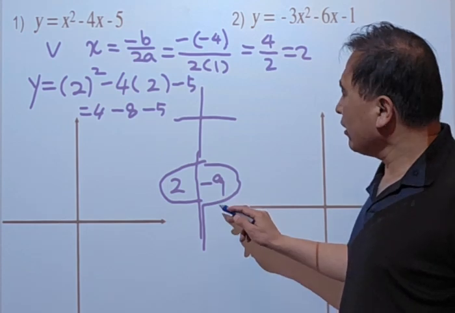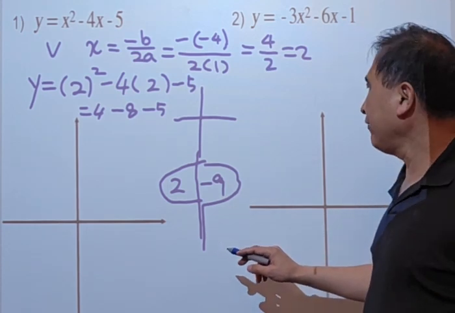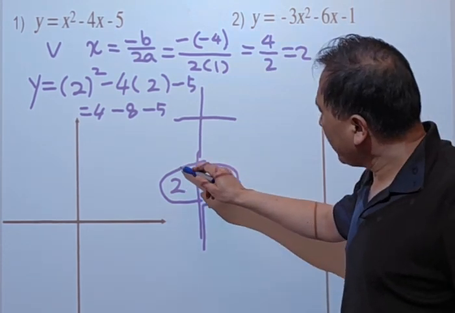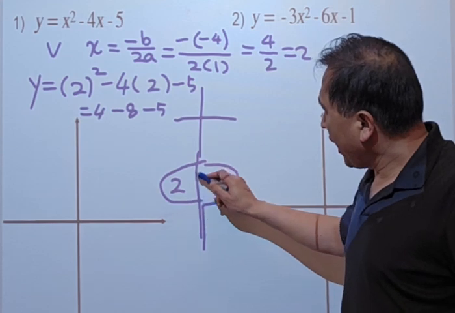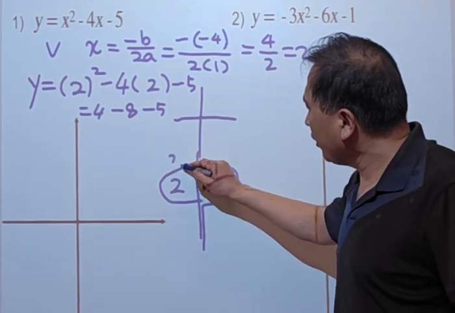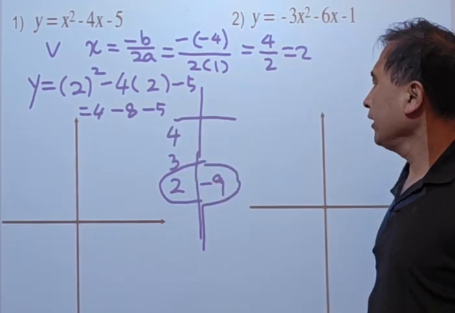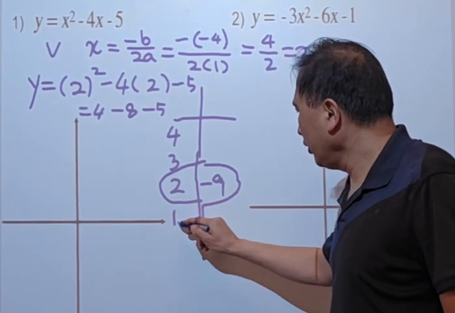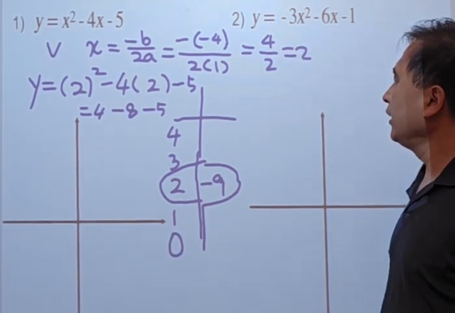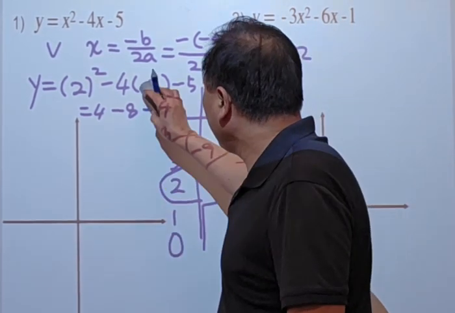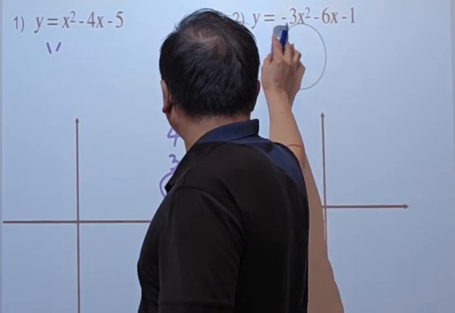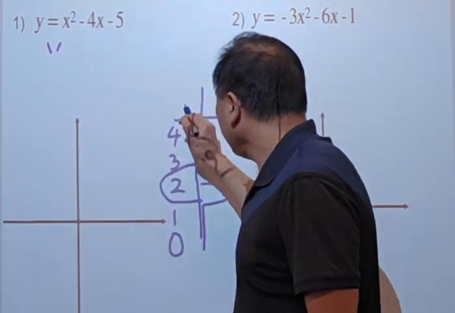After that, to draw, we need 5 points. So you always put the vertex x value right there, and then 1 bigger, 2 bigger, you write it here, and 1 smaller, 2 smaller, you write it there. Then you find the y value for each x value. This is the x value, this is the y value.